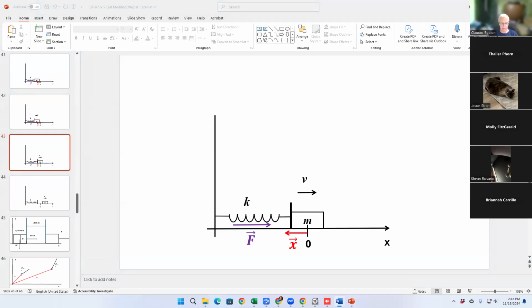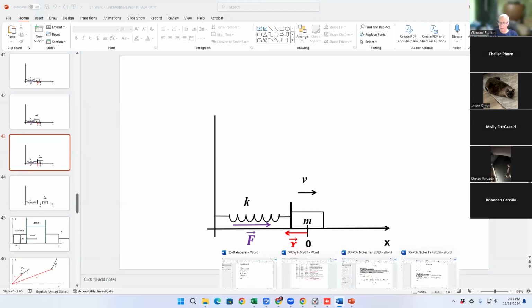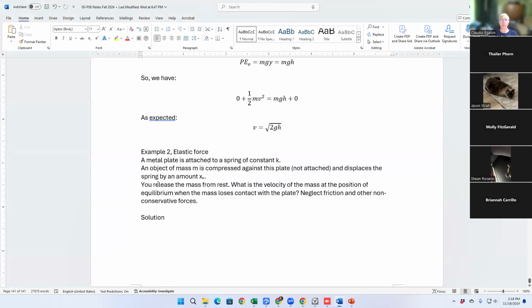Let's copy that. Here we go, going back here. Gotta visualize the problem. A metal plate is attached to a spring of constant k. I'm just repeating that, right? An object of mass m is compressed against this plate, not attached, and displaces the spring by an amount x naught. You release the mass from rest. What's the velocity of the mass at the position of equilibrium when the mass loses contact with the plate? Neglect friction and other non-conservative forces.